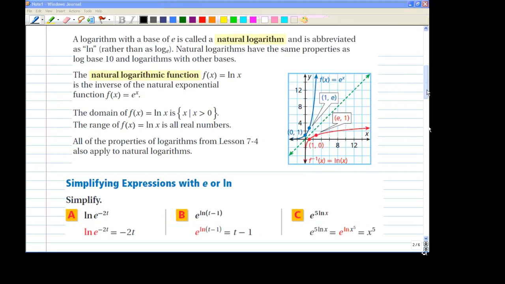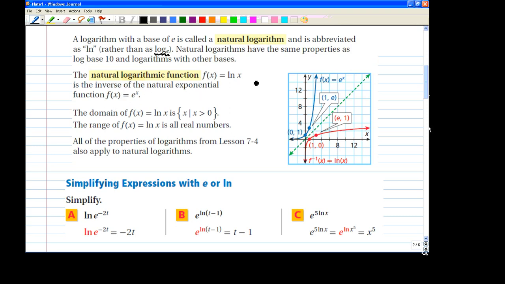So if we switch that around, and instead of looking at the exponential equation, we look at the logarithm with the base of e, this is called the natural logarithm, and we abbreviate it ln, rather than writing log base e. So e gets its own special treatment. Instead of writing log base e, we're going to write ln. Natural logarithms have the same properties as log base 10 and logarithms with other bases like 4 or 8 or whatever.